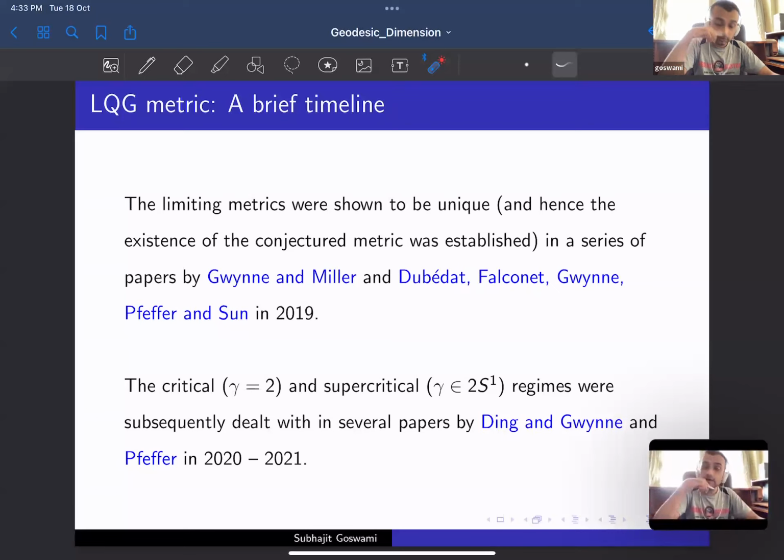So for the critical case, gamma equals 2, the limiting metric is still homeomorphic, still equivalent to the Euclidean metric, but it's not bi-Hölder equivalent. Okay, it's becoming more and more singular. For this one, the twice the circle is just my poor way of writing complex numbers with absolute value 2. Then what happens is that the limiting metric is no longer equivalent to the Euclidean metric at all.